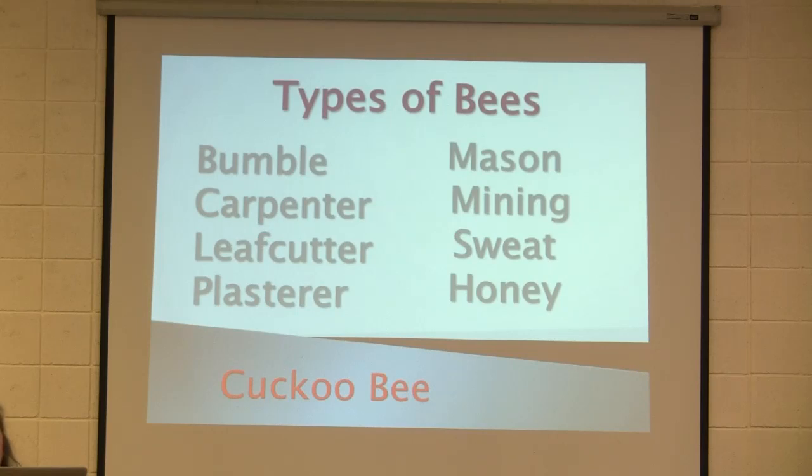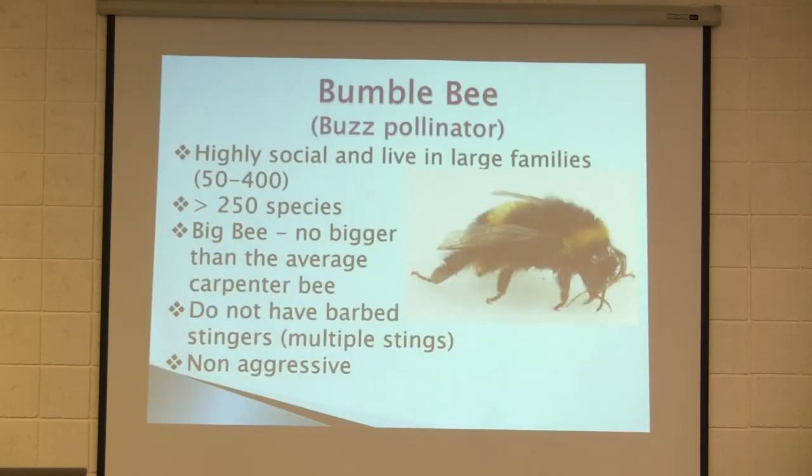So we already hit the types of bees: the bumblebee, carpenter, leafcutter, plaster, mason, mining, sweat, and honeybee. These bees are all found in Kansas. The honeybee is not a native bee to Kansas. It's not a native bee to North America. It's from Asia. So honeybees are not native bees. And then I would like to talk about cuckoo bees, which we'll get into a little bit later. First, I want to talk about the bumblebee.